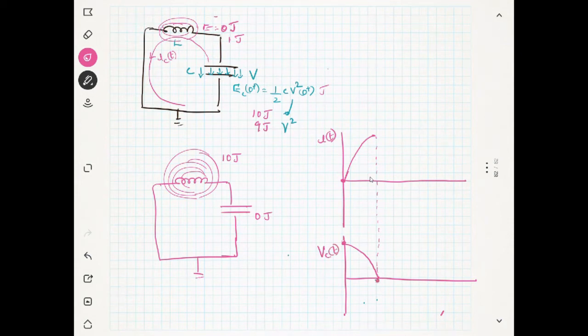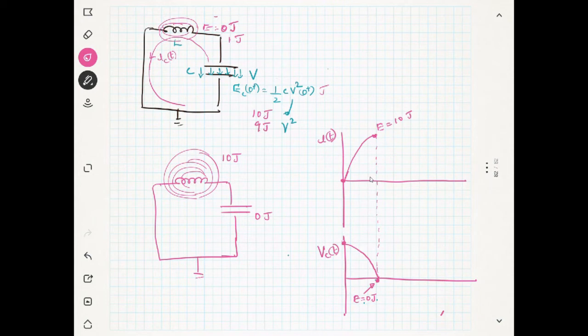Since the voltage across the capacitor becomes 0, what will be the energy here? Energy becomes 0. And what will be the energy here? In our case, I have told you 10 joules. So yes, 10 joules here. This is just an example, okay? I hope it is clear to you, right? Now the capacitor has nothing. No electric field in the capacitor.